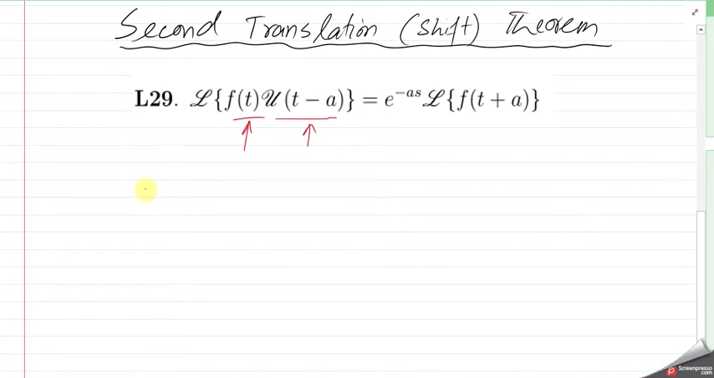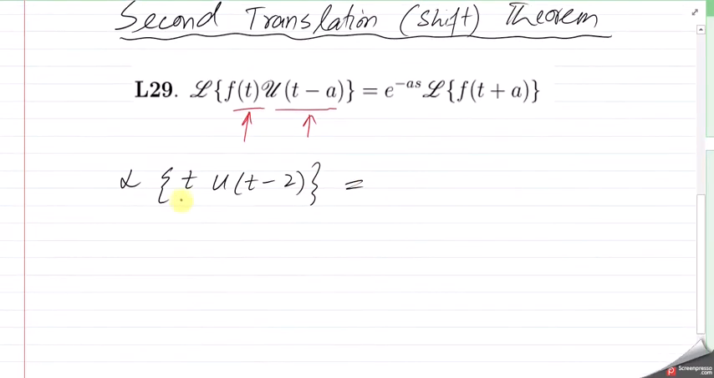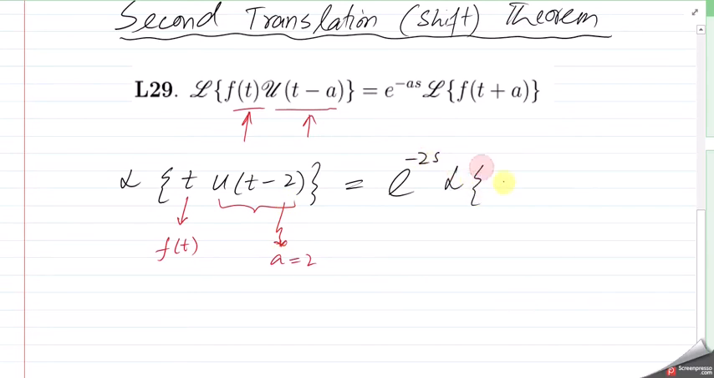Let's take a very simple example, the one I wrote already. Laplace of t times u of t minus 2. Now you can see t is our f of t, and here we are going to get a from u of t minus 2, so our a is 2. Copying from the formula, e to the power minus as, a is 2, so that becomes minus 2s. Laplace of f of t plus a, what is a? a is 2, so t plus 2.